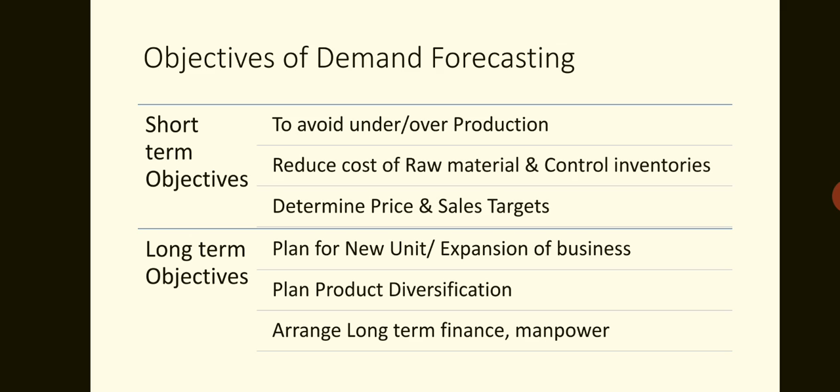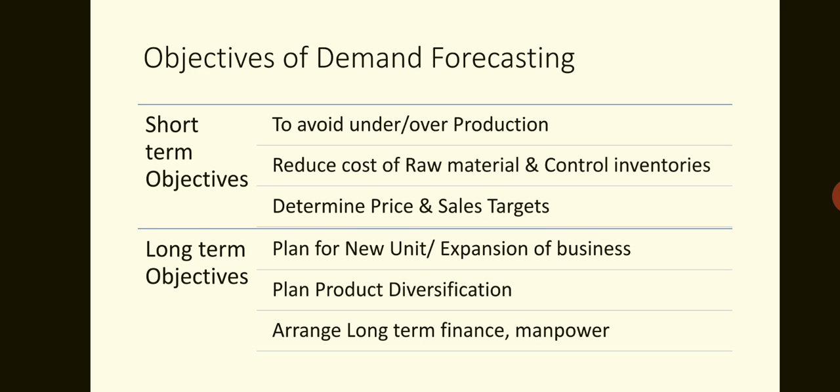Then what are the long term objectives of demand forecasting? We have to plan for a new unit or expansion of business. If we predict that our product is going to be in higher demand in the next few months or few years, we have to plan for a new unit. For example, in this COVID-19 situation, makers of soaps, hand wash, and hand sanitizers are making a demand forecast that demand for soap or hand wash is going to hike for the next few years. So they may plan for a new unit or expansion of their business.